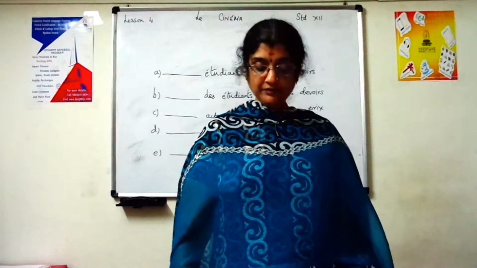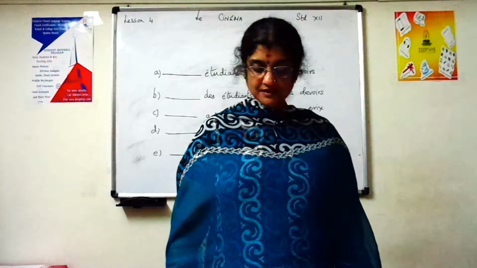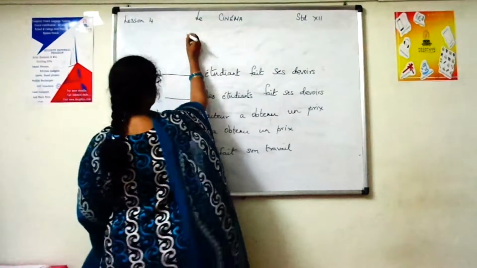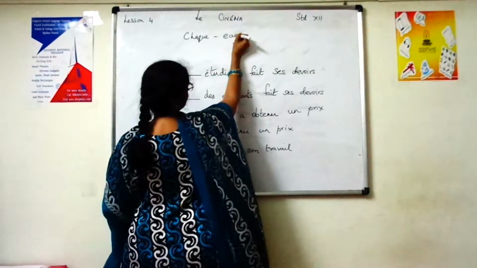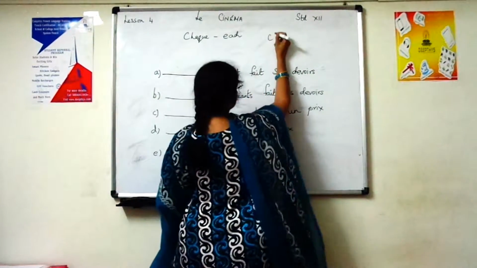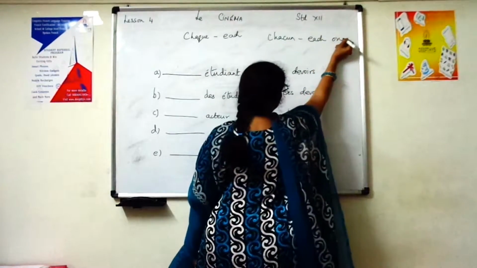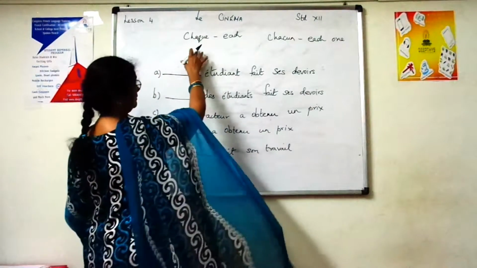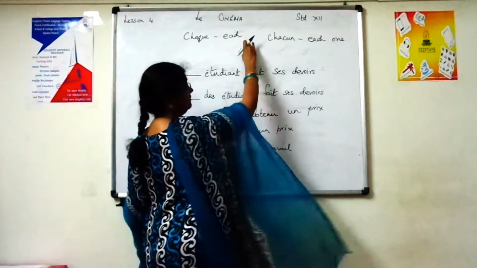Hello, everybody. So we are now going to do the second exercise in lesson 4, which says chaque ou chacun. Chaque means each. Chacun means each one. So what is the difference between the two? When you say chaque, when I say each, there has to be a common noun after that.